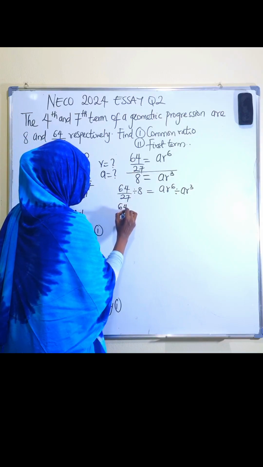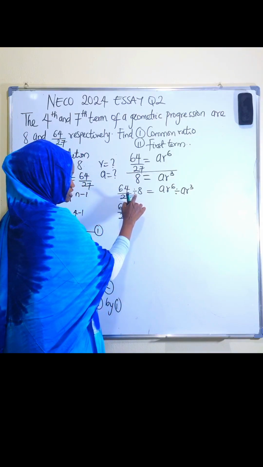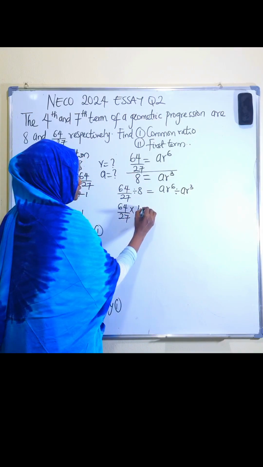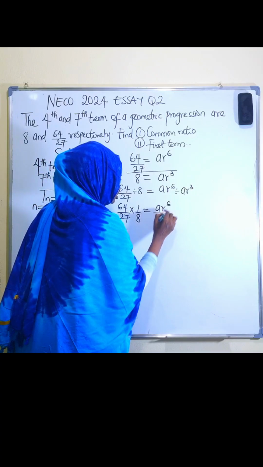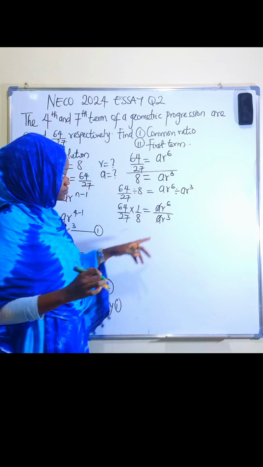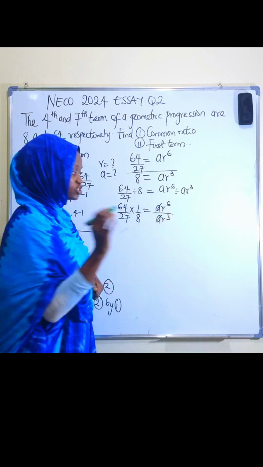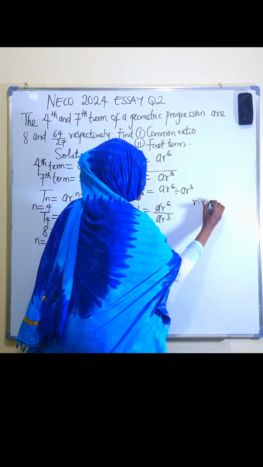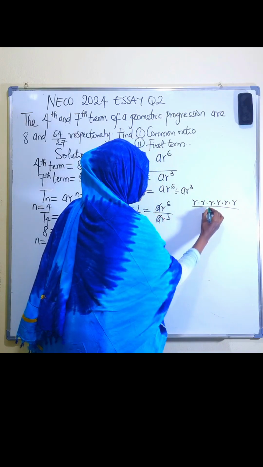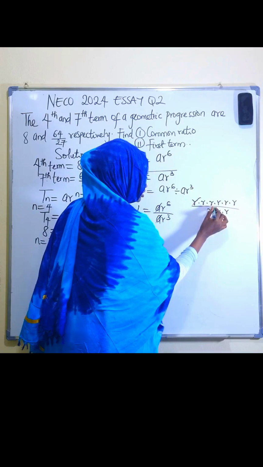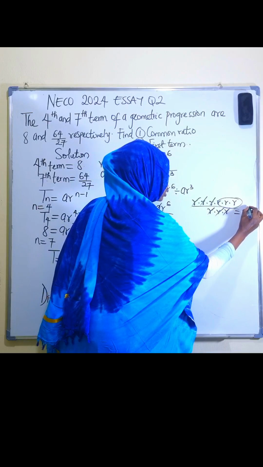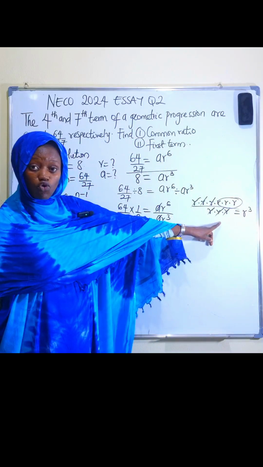So this is 64 over 27 times, this division here turns to multiplication. Then we take the reciprocal of the 8, which is 1 over 8, is equal to AR to the power of 6 divided by AR to the power of 3. The A cancels the A. R to the power of 6 divided by R to the power of 3, this is what it means: R in 6 places, R 1, 2, 3, 4, 5, 6, divided by R in 3 places. R cancels R, R cancels R, R cancels R. So we are left with 3 R's, so this is going to be R to the power of 3. This is just a rough work by the side.